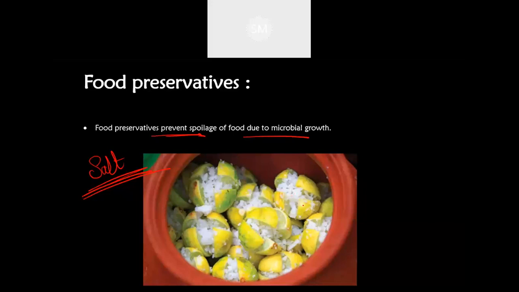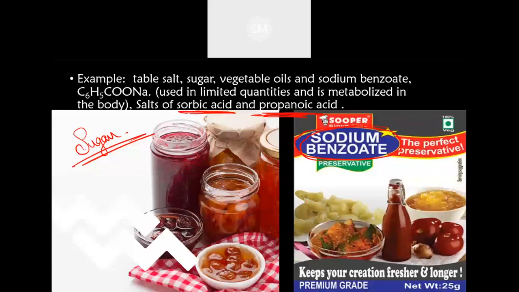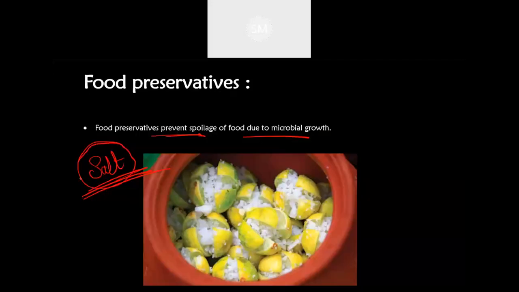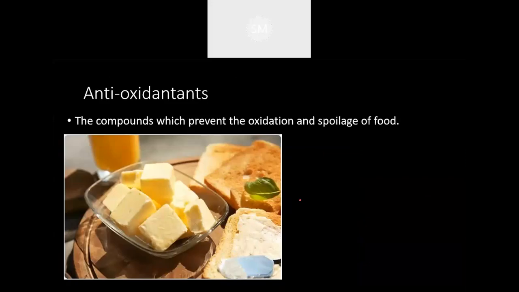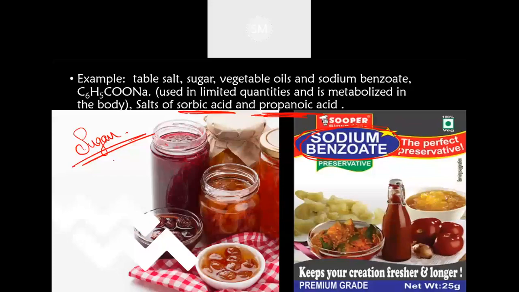Okay, in that I told you the most common one is salt, as you can see. These are our natural preservatives. They don't have any side effects. So salt can be used, and then even sugar can be used. Sugar is, again, a natural preservative. If you add sugar and keep, microbial growth can be avoided.